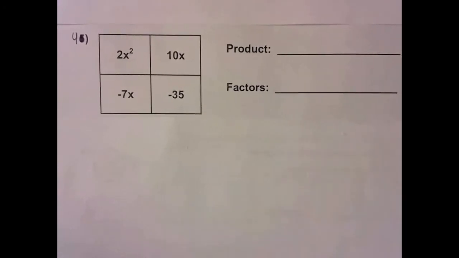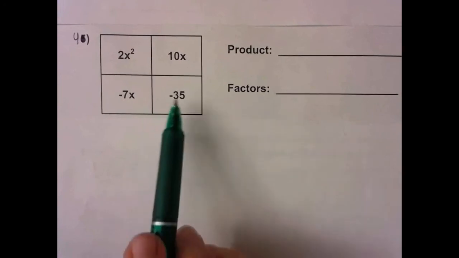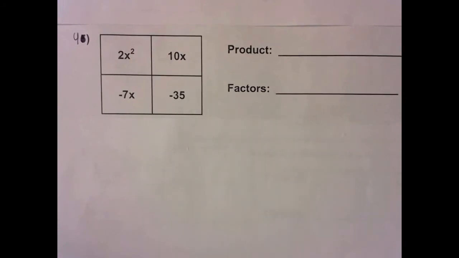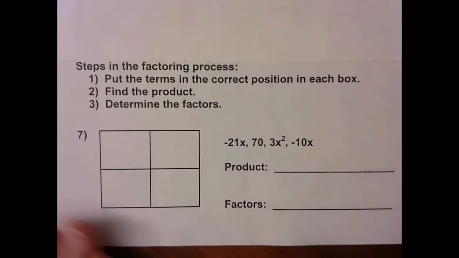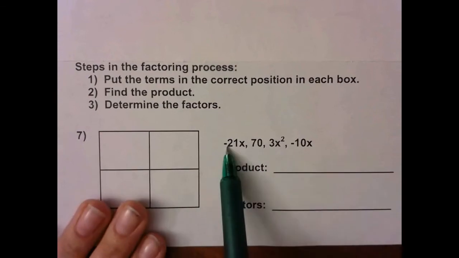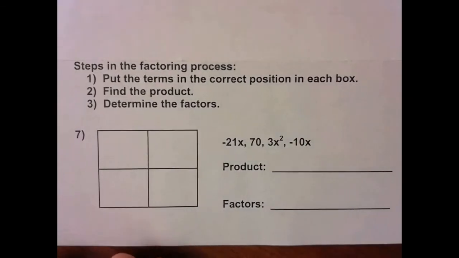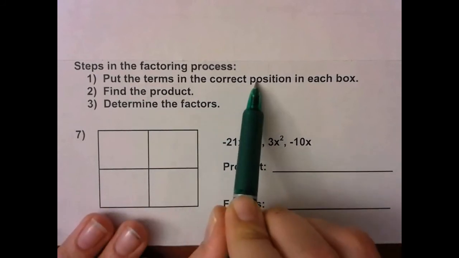Okay, I bet you can do this one on your own. Try this one out. Tell me if you get stuck. This one we're going to do together. So now we were mean. We just gave you a jumble of terms. You need to put it in the box. So when we say correct position, here's what we mean.